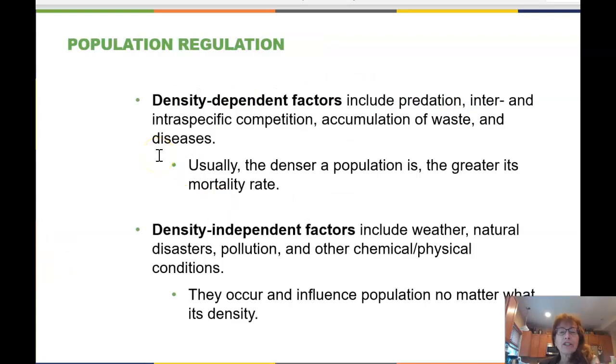Things which affect population, which regulate or control population size, can be either density dependent or density independent. If they're density dependent, it means as the population keeps growing, you're going to find more things which limit it, such as competition within that population. You're going to get a lot of waste products and more possibility of disease. Density independent factors are all the things which are outside of the control of, or don't depend on, population size. It's things such as weather, pollution, etc.